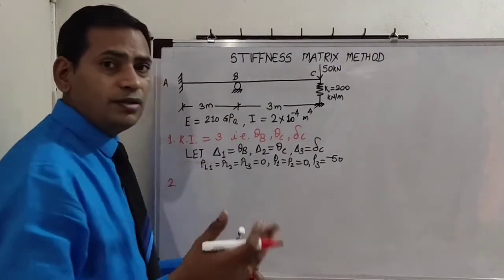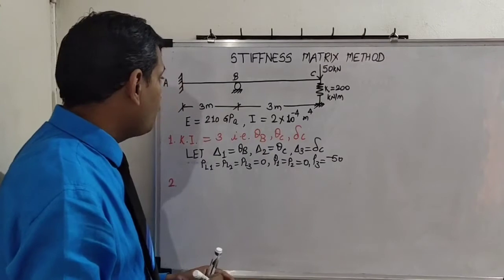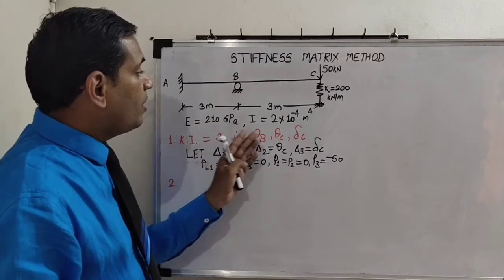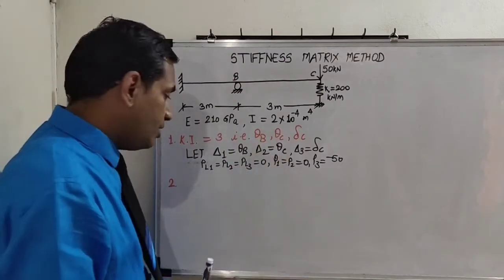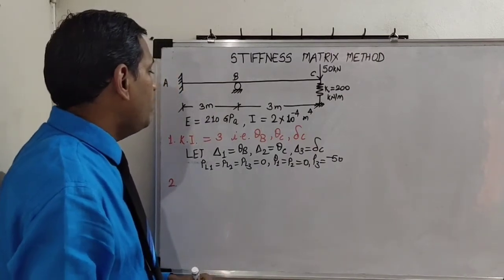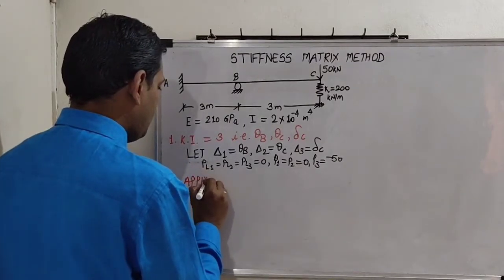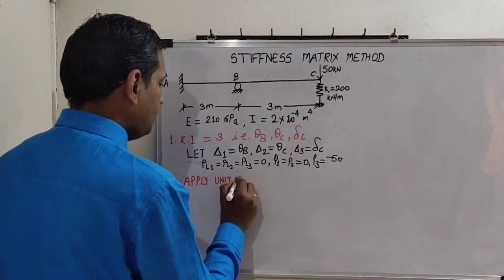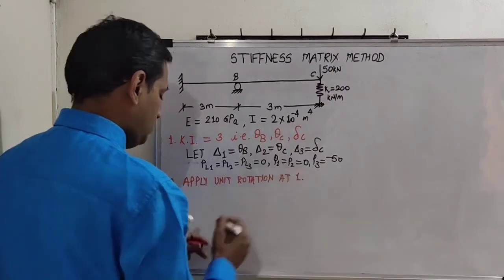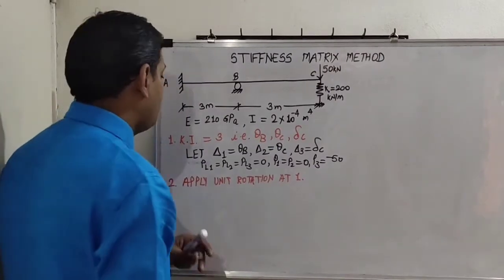Now we have to jump to our step number 4 directly. What is step number 4? Take our unknowns one by one, make them one value, make other unknowns 0 and find out stiffness matrix elements. So apply unit rotation at 1. This will be our next step. Corresponding to this we will find 3 stiffness values one by one.